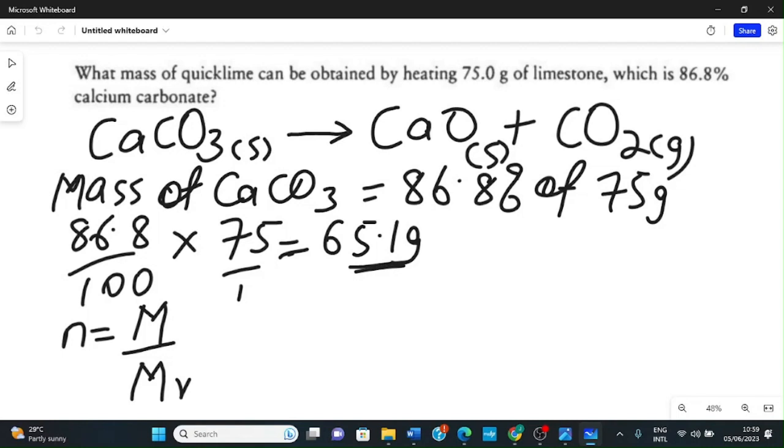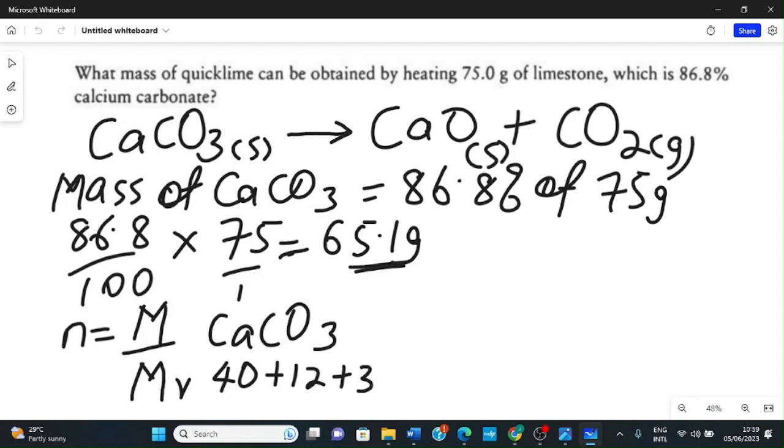We already have the mass of calcium carbonate, so we have to calculate the molar mass of calcium carbonate. So calcium is 40, carbon is 12, plus 3 brackets 16. So if I'm to use my calculator, we'll have 40 plus 12 plus 3 times 16, which is 48. So it's equal to what? 100. That is the molar mass.